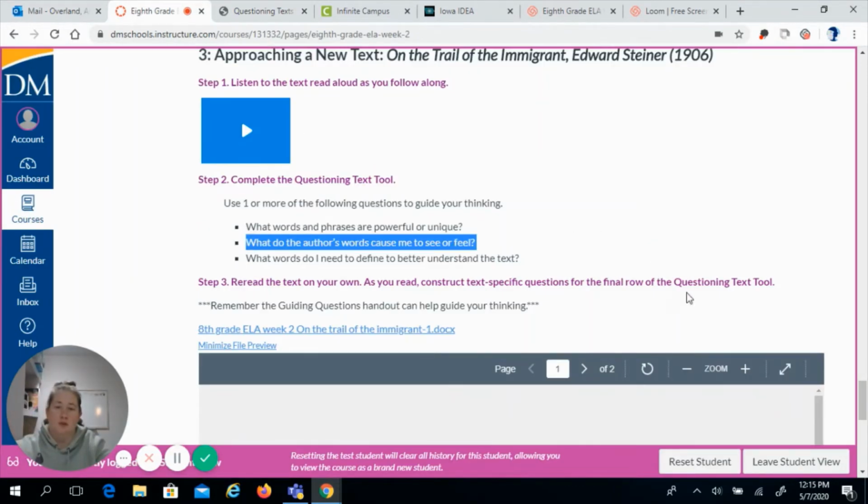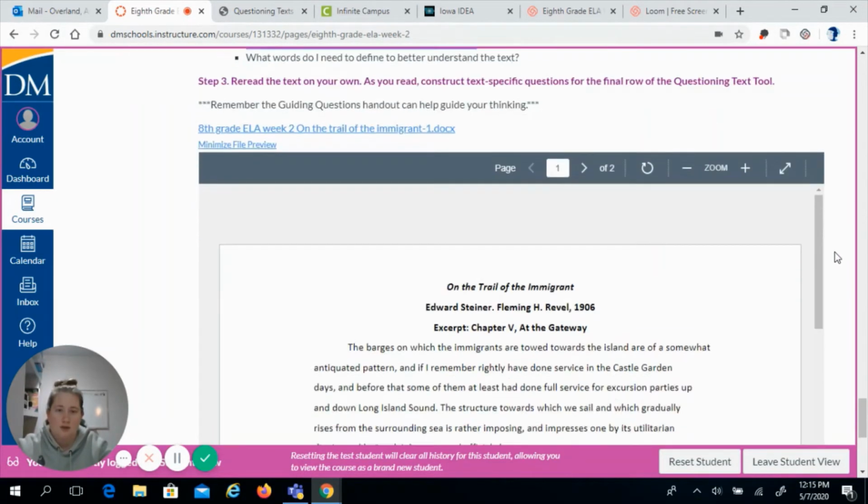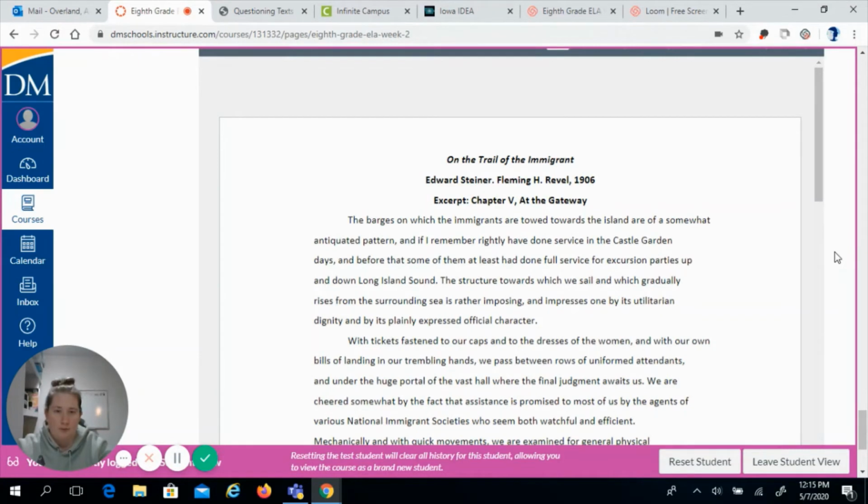You are essentially going to read this passage twice. You're going to read it once with this thought in mind, and you might highlight or underline or star some things that you feel really bring these out. Then you're going to read again and try to focus in more on those details. So, on the trail of the immigrant.